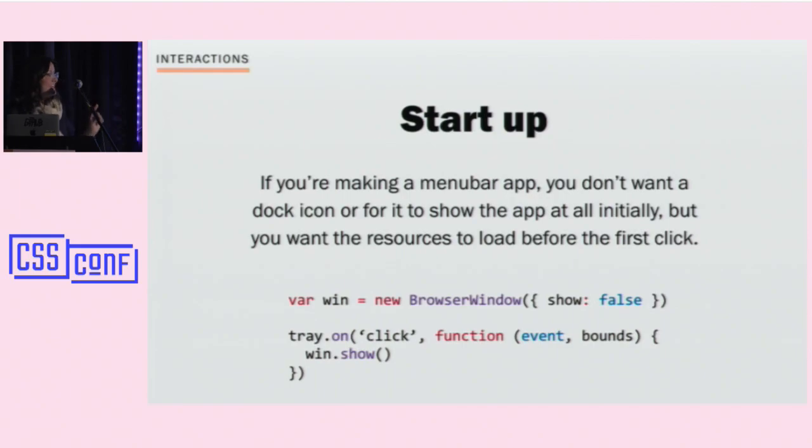But if you're making a menu bar app, and you think about how menu bar apps work, the ones that are just in the top title bar, those don't have a dock icon. And you also don't want a window to open when the user launches your app. You only want it to happen when they're clicking the app. And so these are things that aren't default in Electron. So if you're doing a menu bar app, you do want to set showing to false initially, and then only show it when they click on that tray icon.